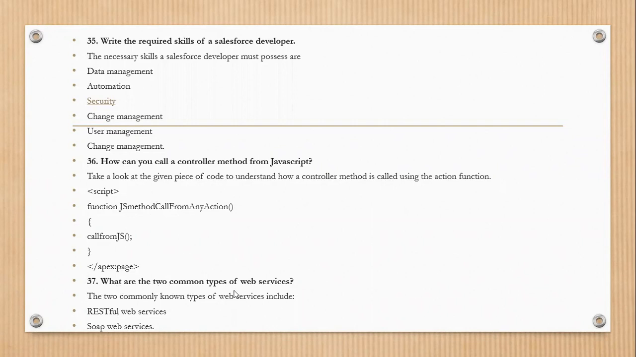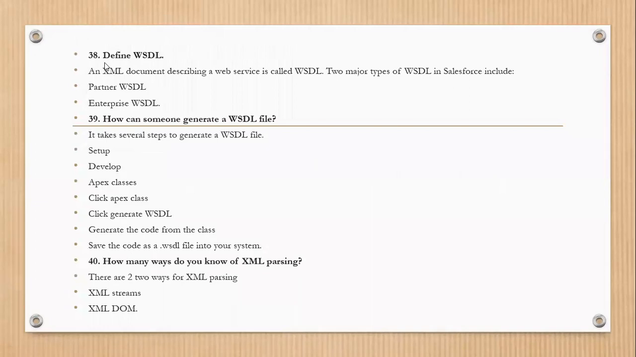Next question. What are the two common types of web services? The two commonly known types of web services include RESTful web service and SOAP web service. Next question. Define WSDL. WSDL is an XML document that describes a web service. There are two major types of WSDL in Salesforce, including partner WSDL and enterprise WSDL.